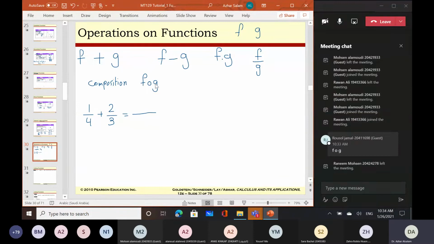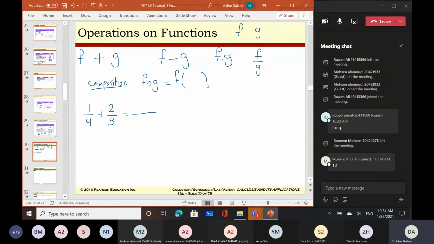F circle G, I read it this way. F circle G, which is the composition. Here, to illustrate more, it's going to be the substitution in F with G.